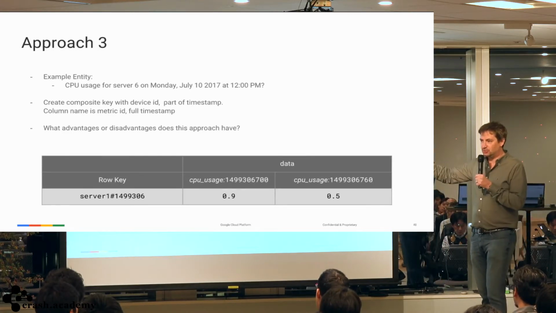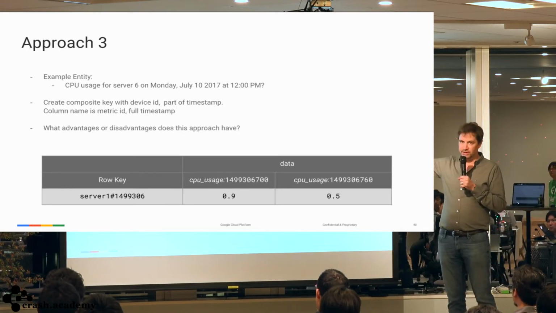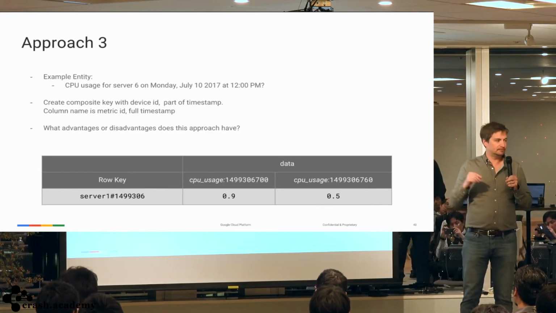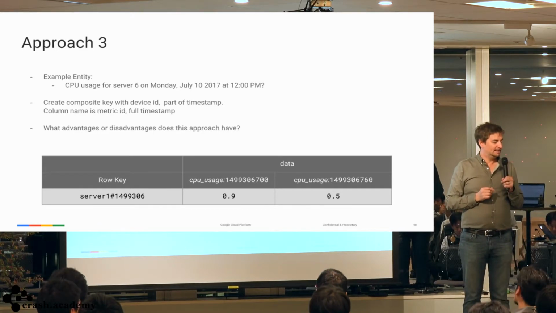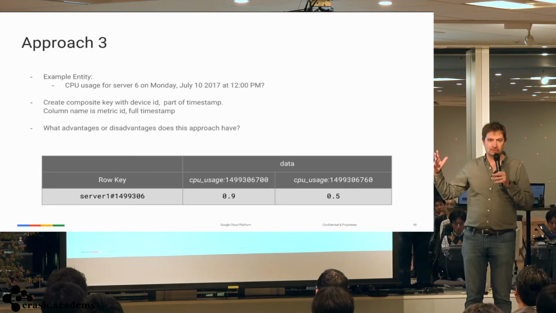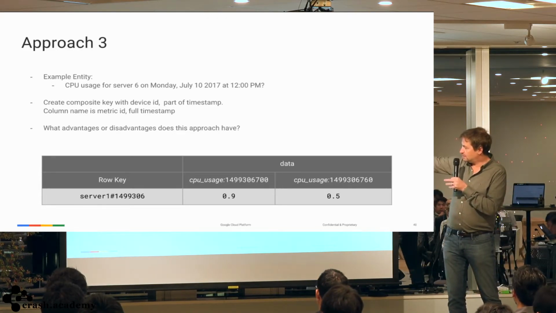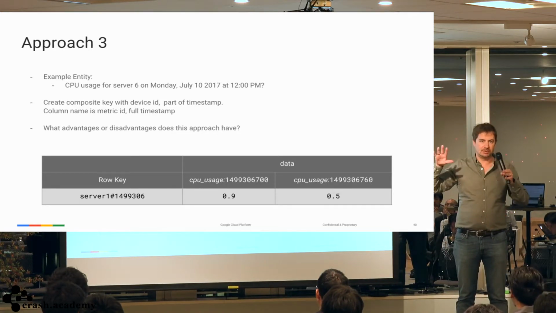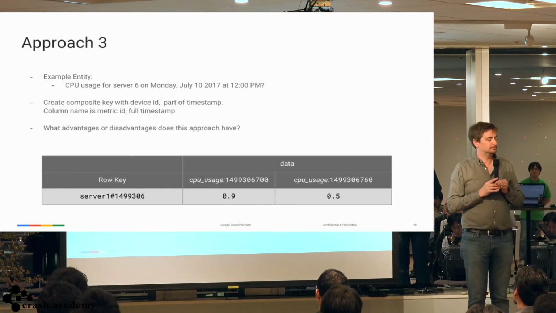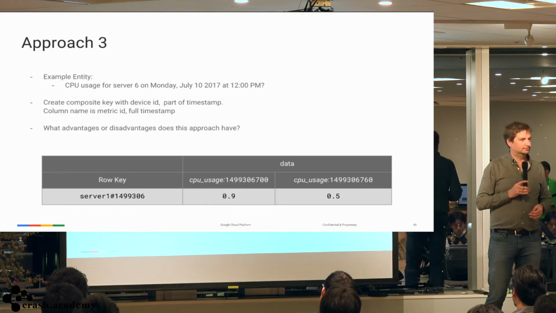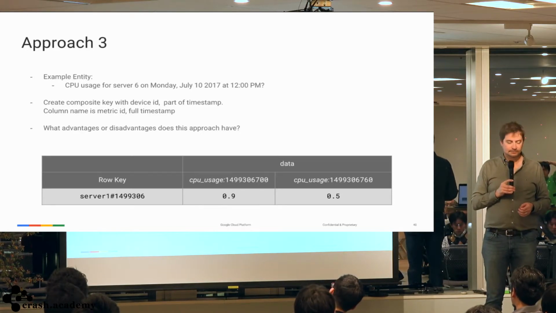However, if you switch the two around and you put the server as the prefix and the timestamp second, then you get good distribution. So imagine you have hundreds or thousands of servers. The row keys will be distributed across many tablets across your entire Bigtable, so the data is spread out and the load is well distributed.